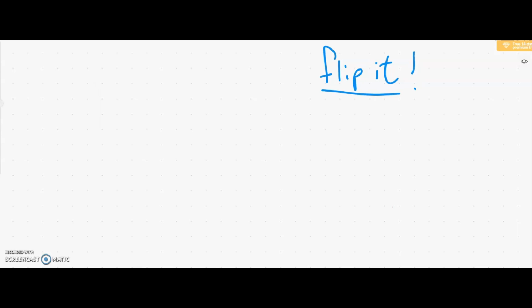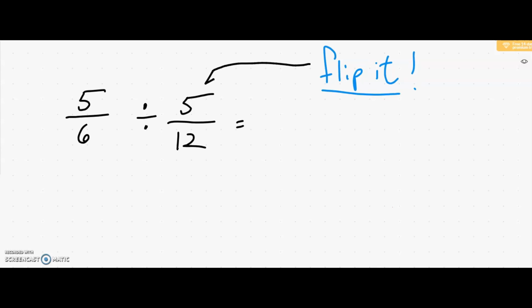All right, so I'm going to give you the fraction, we'll say 5/6. And we're going to divide 5/6 by, let's say, 5/12. Okay, so second fraction, flip it. It becomes 12/5. And once we flip, division now becomes multiplication. First fraction, pretty easy. Just swing it on down.